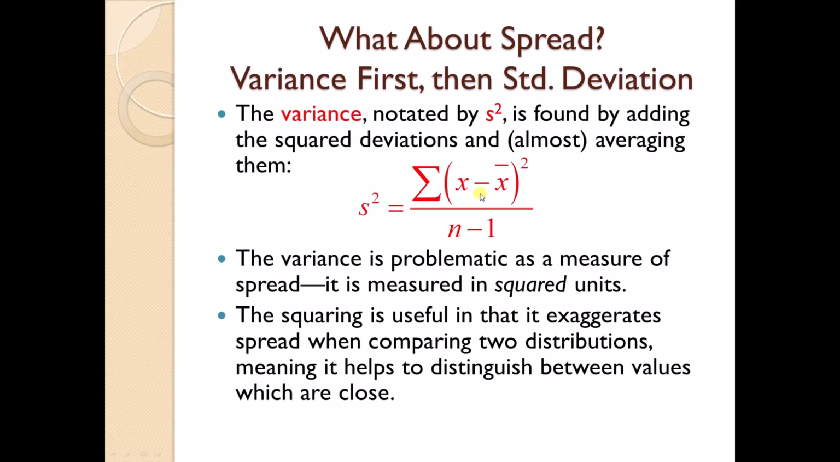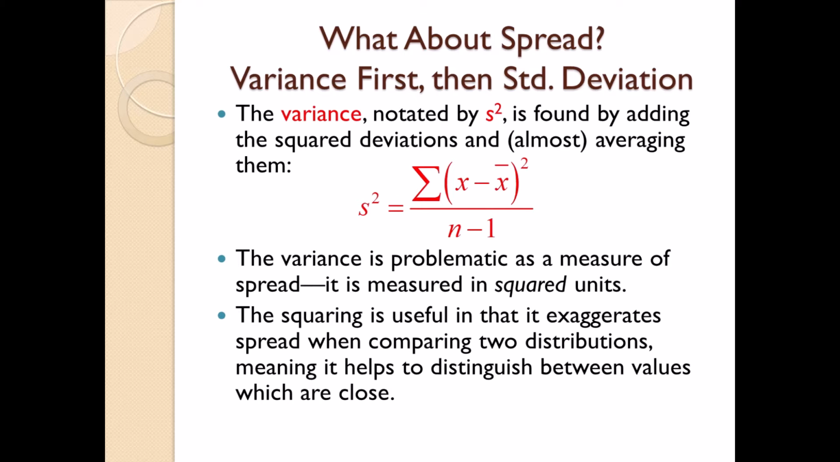So here is a deviation: your value minus the mean. Then you square it so it can't be negative. The sigma, remember, means add them up. And then you adjust by averaging, but you don't average by n, you actually average by n minus 1. This is a term called degrees of freedom. We'll get to that.